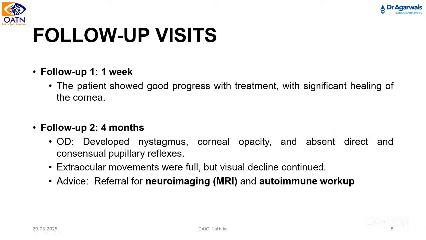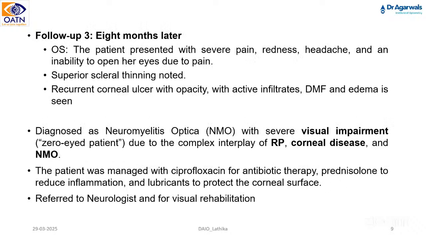Follow-up 2, 4 months later. The right eye developed nystagmus, corneal opacity, and absent direct and consensual pupillary reflexes. The EOM movements were full, but visual decline continued. Advice. The patient was advised referral for neuroimaging and autoimmune workup. Follow-up 3, 8 months later. The patient presented with severe pain, redness, headache, and inability to open her eyes.